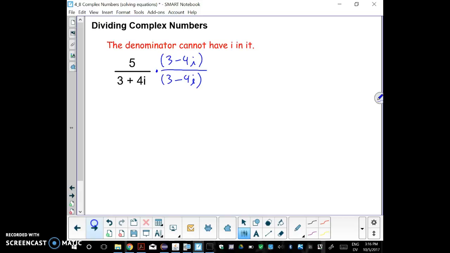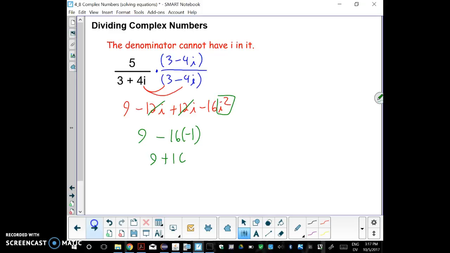All right, and so in the denominator, I'm going to do all these steps kind of below the denominator here. I'm going to FOIL to get 9, and then minus 12i, and plus 12i, which are going to cancel out, and then negative 16i squared. So clean all that up. The imaginary parts cancel out. So we have 9, and then minus 16, and then the i squared will be a negative 1. So we end up with 9 plus 16, or 25. All right, so our denominator has cleaned up nice and pretty to 25.